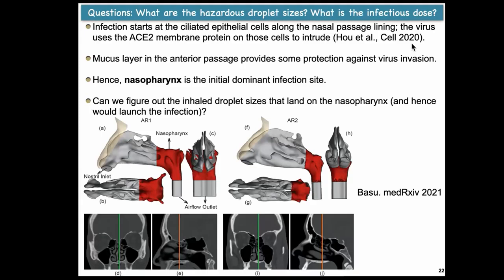But if you think about the upper airway, there is also this conjecture that there is a thick layer of mucus in the anterior cavity. So a number of groups, and that includes me as well, we have posited that the initial dominant infection site for SARS-CoV-2 is this red zone over here called nasopharynx, because in the anterior parts there is too much of mucus which provides some kind of preventive layer or protective layer against the virus invasion. So the infection is dominantly starting out from the nasopharynx. So if that is the case, can we figure out the droplet sizes that will directly land at the nasopharynx through the process of inhalation? So with that overall hypothesis, and to answer this question, let's now go into the actual work that I did.